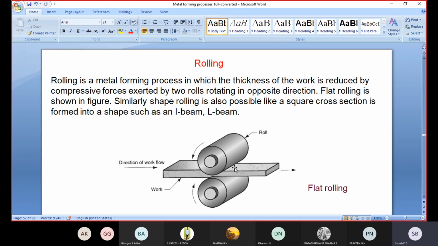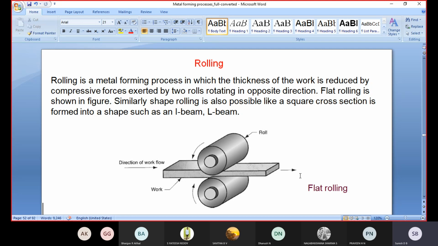Here, due to the rollers, the compressive force acts on the work material. Along the lateral direction the material dimensions are reduced, and along the longitudinal direction they are increased. Similarly, if you apply a tensile force, along the loading direction the material dimensions increase, and perpendicular to the loading direction they decrease.